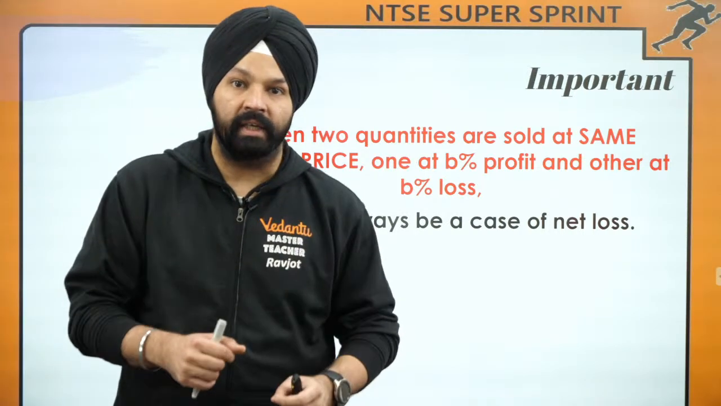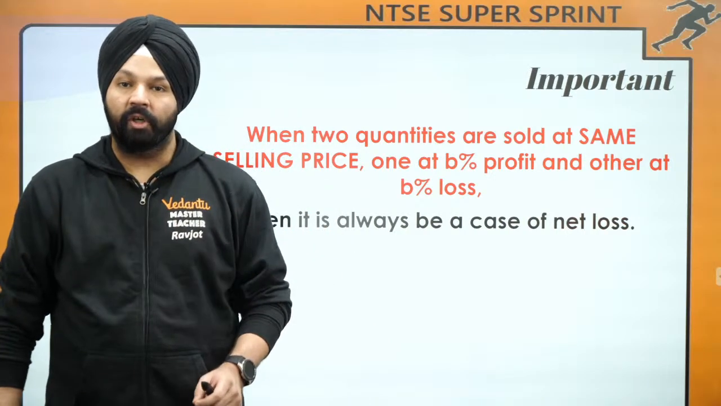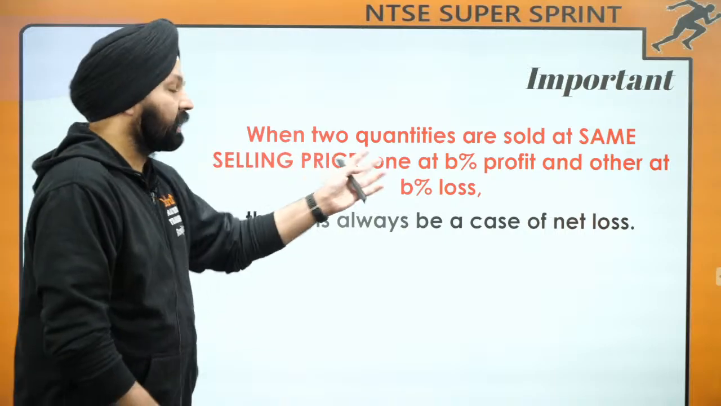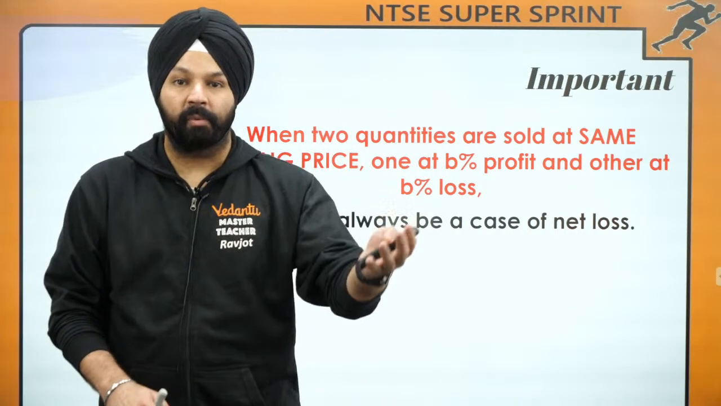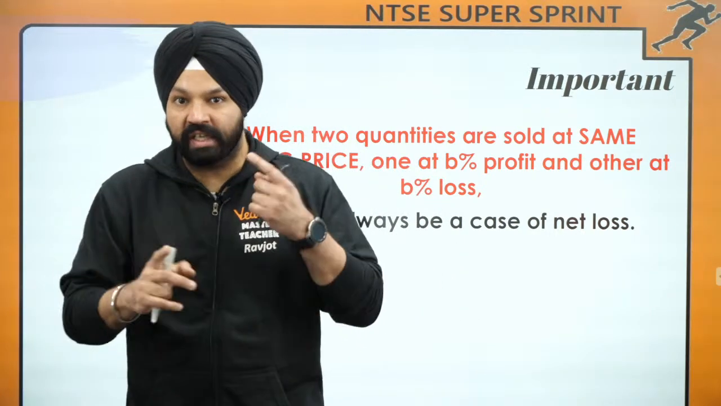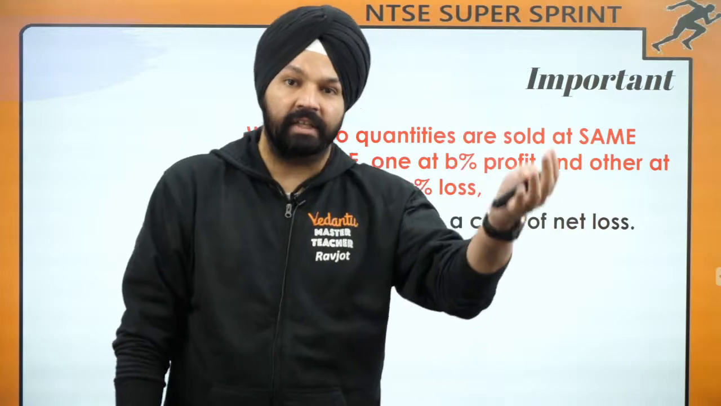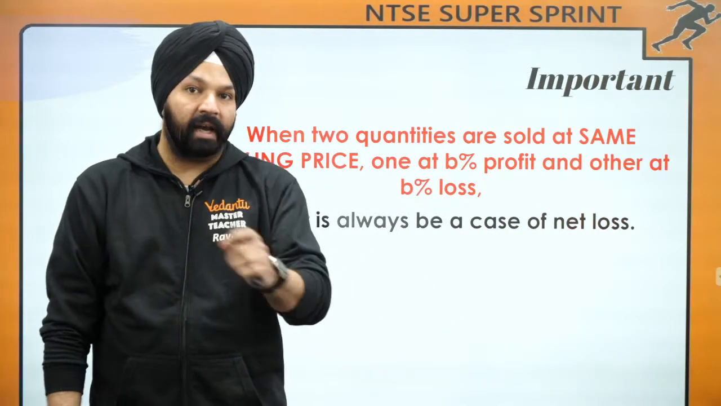Now conceptually, if you read this statement, it seems wrong, because it is saying that you are selling two quantities at the same selling price. In one, if there was 10% profit and in the other 10% loss, what will be the net? Thinking about it, it seems it will be at par, but it won't be. If the cost prices are the same and you have the same profit and same loss percentage, then it will be a case of at par.